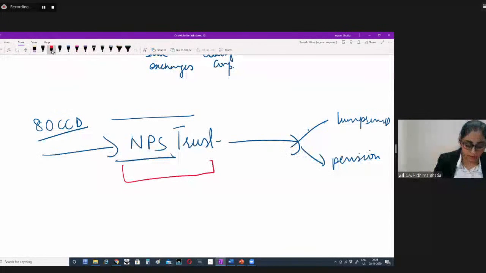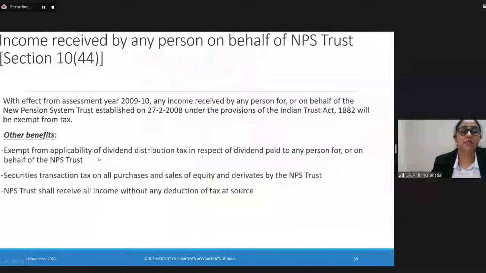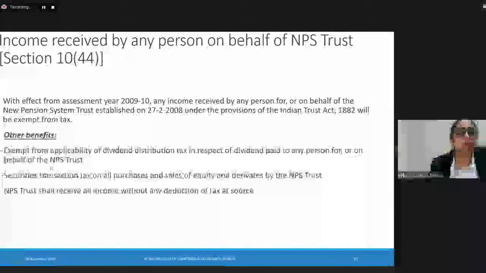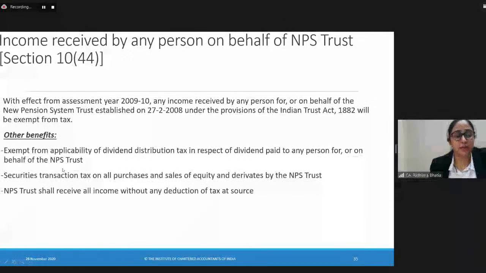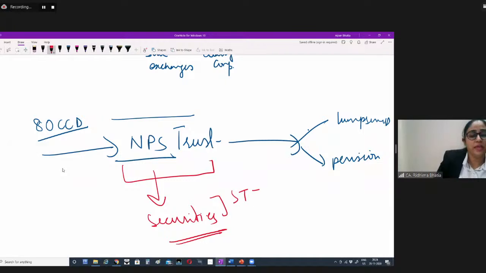Whatever income they have received would be exempt. But not only that, 10 clause 44 itself says they are exempt from the applicability of, you can remove this because dividend distribution tax is not there anymore, they are exempt from the applicability of securities transaction tax. So that means if an NPS trust deals in any securities from the contribution which they have received, they do not have to pay STT.